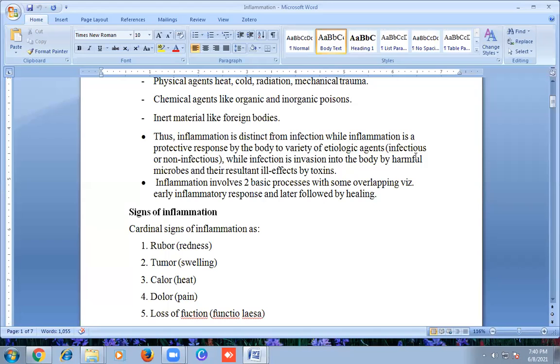It may be infectious or it may be non-infectious. Sometimes it will be infectious, sometimes it will be non-infectious. If the mosquito bites, sometimes there may be infection or sometimes no infection is there, isn't it? It will go. Just the body warns us.